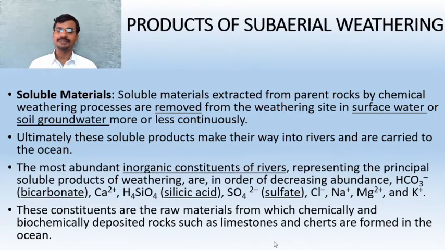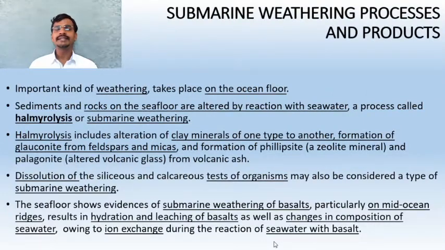Now let's discuss a process called submarine weathering, and also let's look at what the products of such a submarine weathering process are. Submarine weathering is an important kind of weathering that takes place on the ocean floor. Sediments and rocks on the seafloor are altered by reaction with seawater. This process is known as halmyrolysis or submarine weathering.